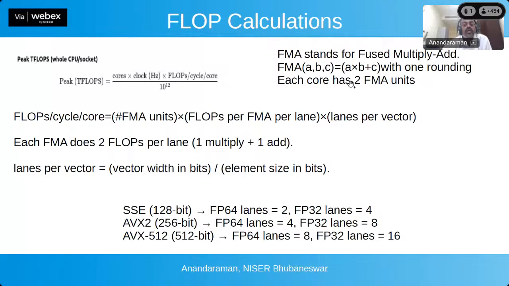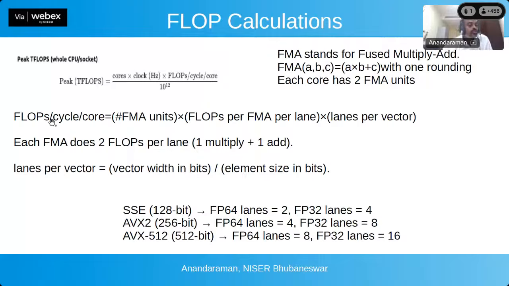We have computers with several cores. If your computer has 4 cores, each core has two FMA units, so in total you have 8 FMA units for 4 cores. Like that, for each processor we have to calculate. So floating point operations per cycle per core is equal to the number of fused multiplication adder units times flops per FMA times lanes per vector.